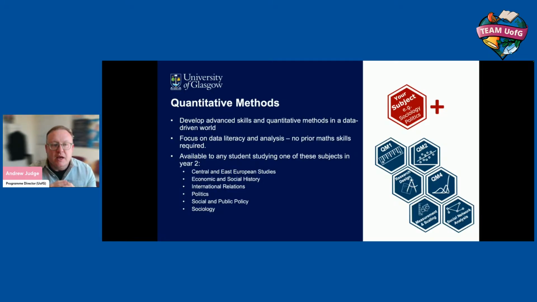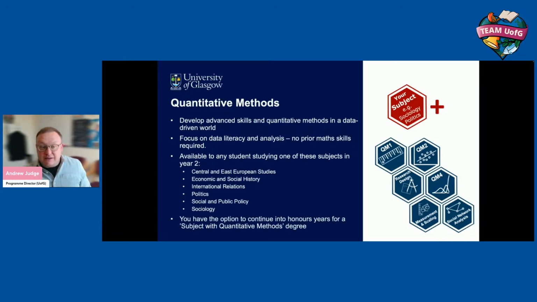We're looking into it. But at the moment, this is all of the subjects that are in our School of Social and Political Sciences. If you're studying one of them at second year level, you can also pick up the quantitative methods courses. And if you really enjoy that, or you think that's valuable for you, you could choose to do single honours in one of those subjects with quantitative methods, which means that you continue to study it through your third and fourth year. So you can develop some of those specialist and highly marketable skills.